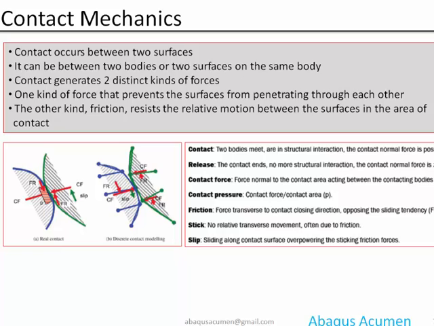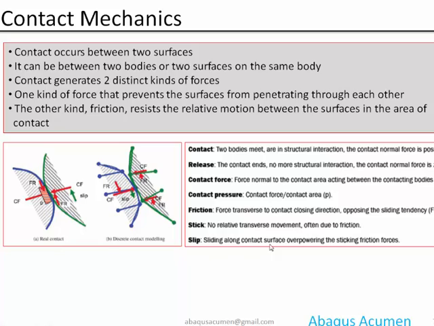Whenever two bodies are in contact, they generate two distinct forces. One kind of force prevents the surfaces from penetrating into each other, which is called a contact normal force. The other kind of force is frictional, and it resists the relative motion between the surfaces in the area of contact, which is called a frictional force. So whenever two bodies are in contact, one force will try to prevent the penetration of the surfaces, called the normal force, and the other force resists the relative motion between the surfaces, called the frictional force.